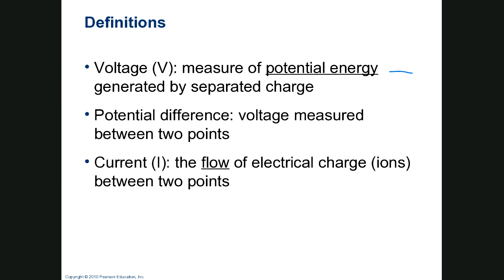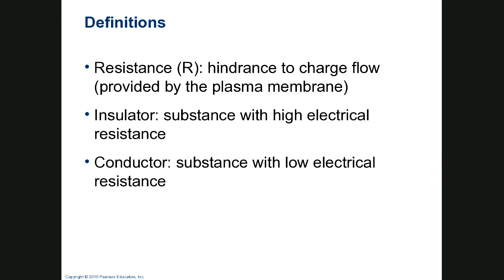Potential difference is voltage between 2 points, and current is the flow of electrical charge or ions between 2 points. Resistance is hindrance to flow of electrical charge. An insulator is something with high electrical resistance, such as myelin. A conductor is a substance with low electrical resistance, such as the actual plasma membrane.